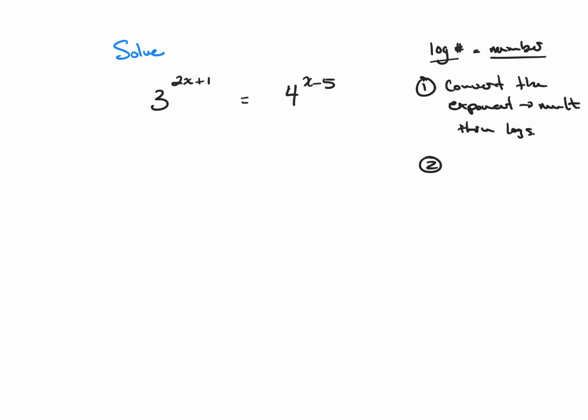The first thing I'm going to do is look at this problem, and I realize that I've got an exponent. The only reason I'm choosing to use logs is because I noticed that this base and this base cannot be converted into like bases. So I will take the log of both sides, using log base 10. When I take the log of both sides, that allows me to complete step one, because it converts these exponents to become multipliers.